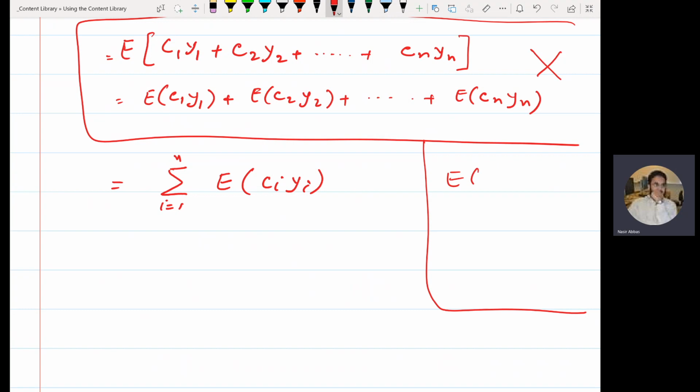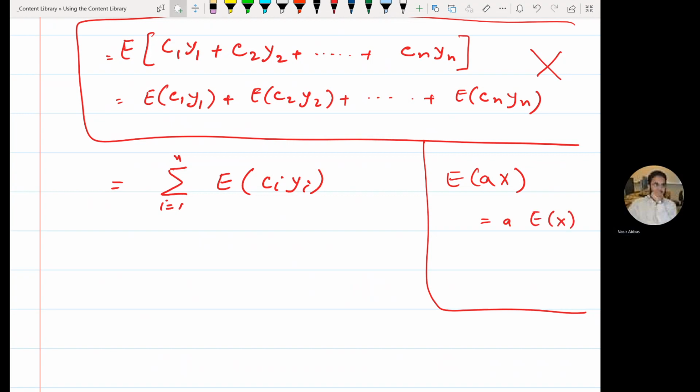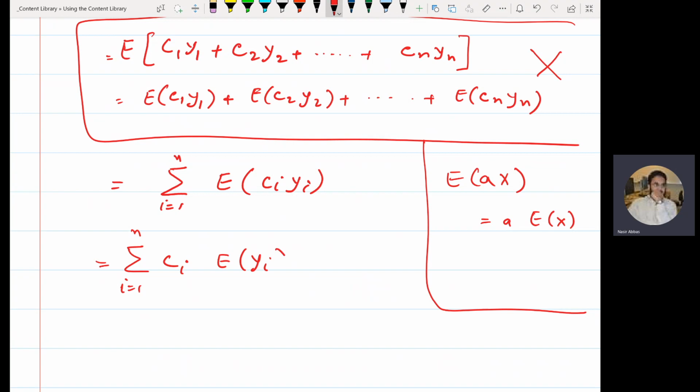What is the mean of AX, where A is a constant and X is a variable? A times the mean of X, true? So all these constant Ci's, I'll take them out of the mean. They will not affect the mean. This is the summation of Ci times the mean of Yi. Fair? Because the Ci's we are assuming to be constants.